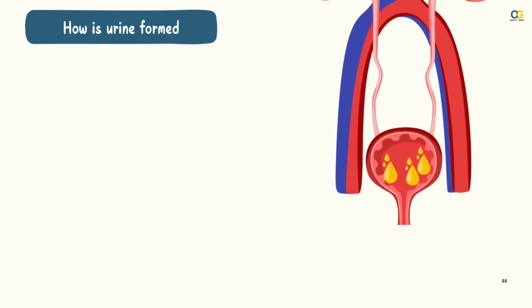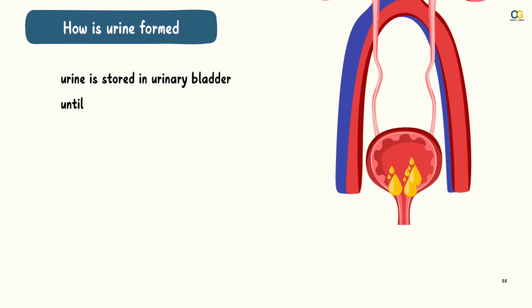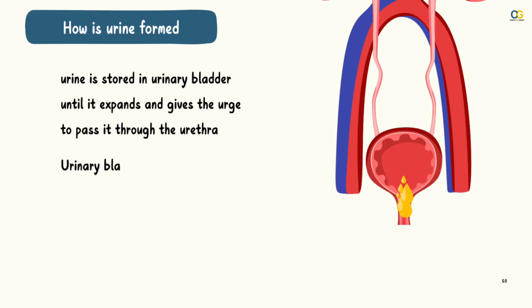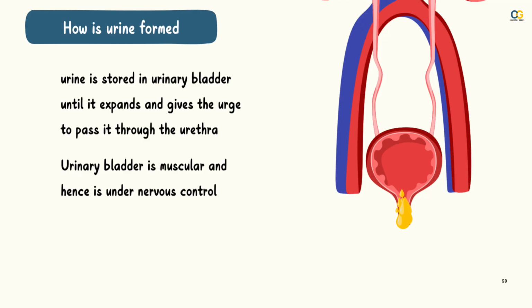The urine is stored in the urinary bladder until it expands and gives the urge to pass it through the urethra. The urinary bladder is a muscular organ, hence it is under nervous control, and urine is passed when you feel the urge to pass it.